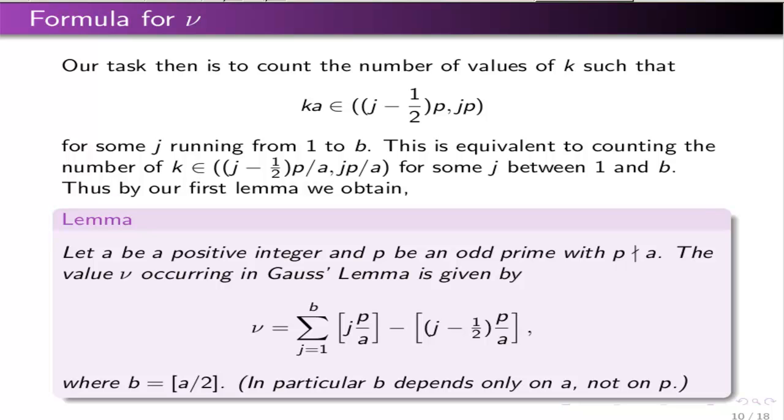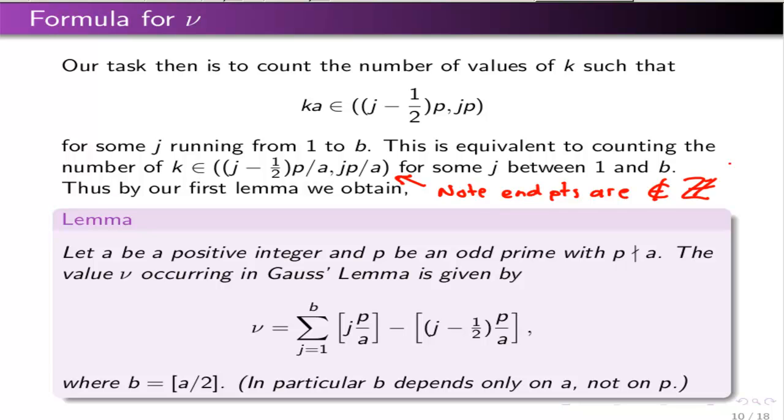This is equivalent to counting the number of integers k belonging to one of these types of intervals. So I just divide both sides by a, and you get (j − 1/2)p/a, jp/a. So we're just counting the number of integer points in intervals where neither endpoint is an integer. So make a note of that. The endpoints are not in Z.